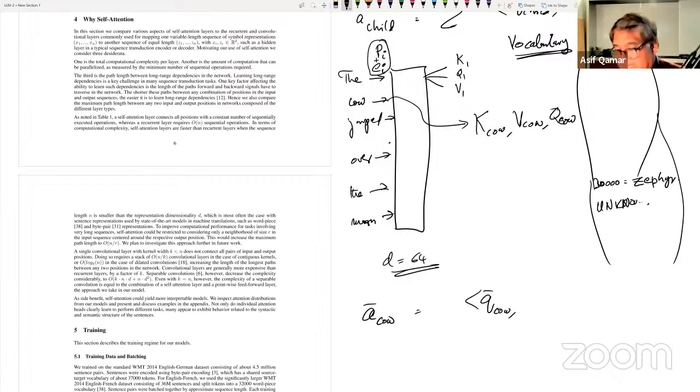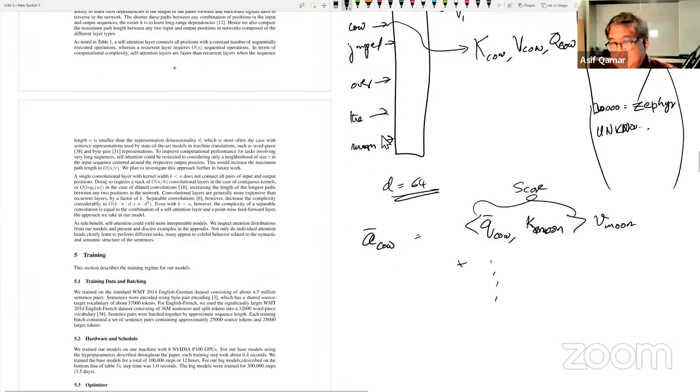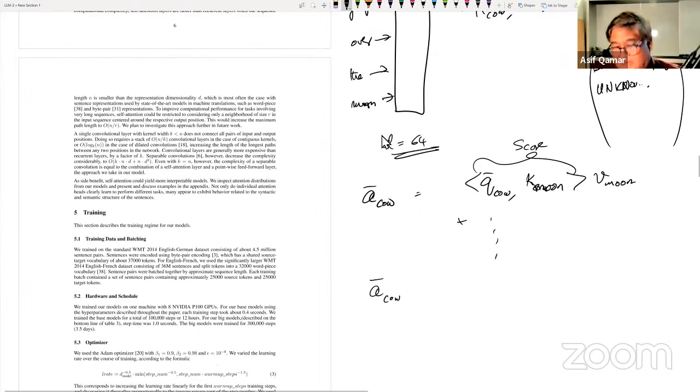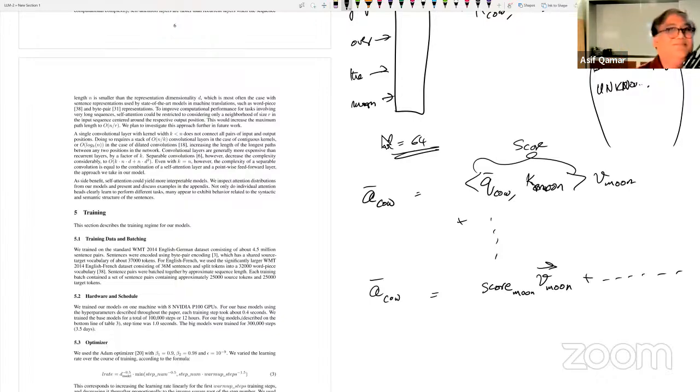So this query vector pays a certain degree of attention, or it is like looking up, let's say, the word moon, value of moon, plus all the other ones, right? The differential attention. So this is the score. So this equation you can think of as the attention vector for cow is basically the score of moon times the v moon plus all the other words, right? How much the dot product of cow is, including dot product with itself. This is your attention.